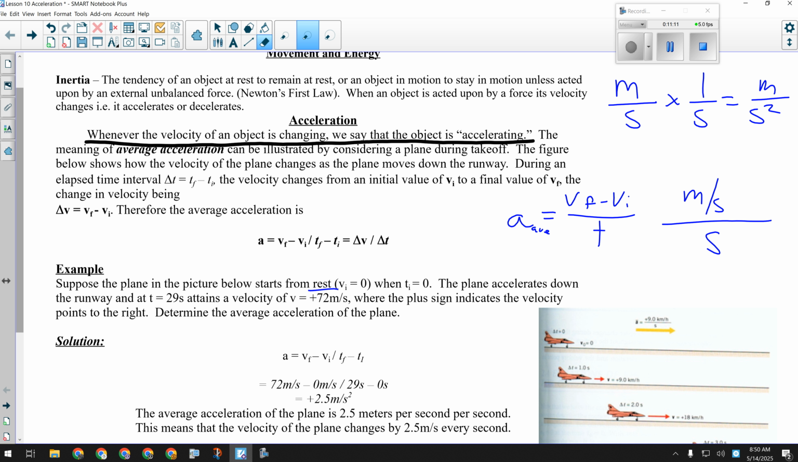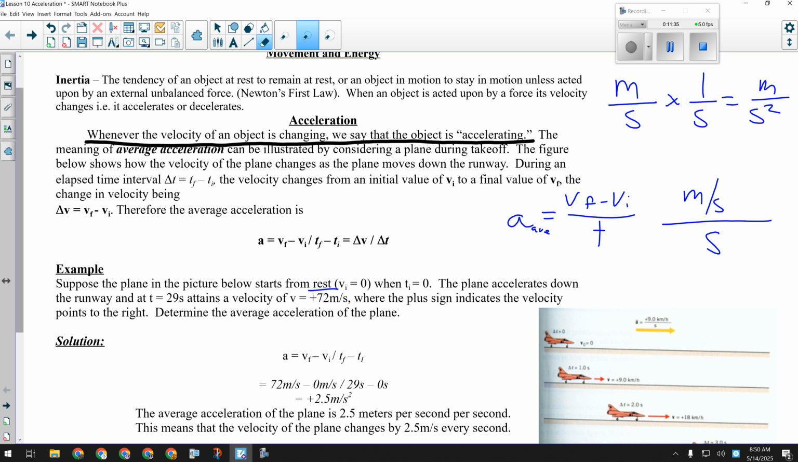Okay. All right, so in this situation here, the plane starts from rest. So its initial velocity is 0 at time 0. The plane accelerates down the runway, and 29 seconds later, it reaches a velocity of positive 72 meters per second, where positive indicates to the right. Determine the average acceleration of the plane.